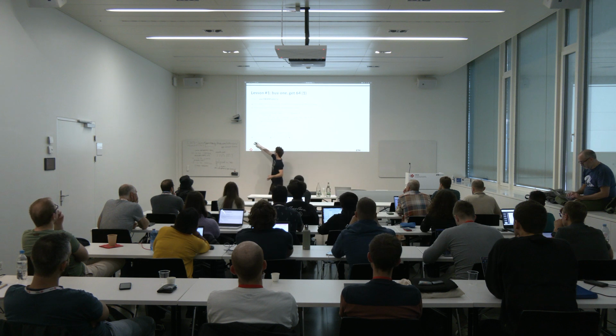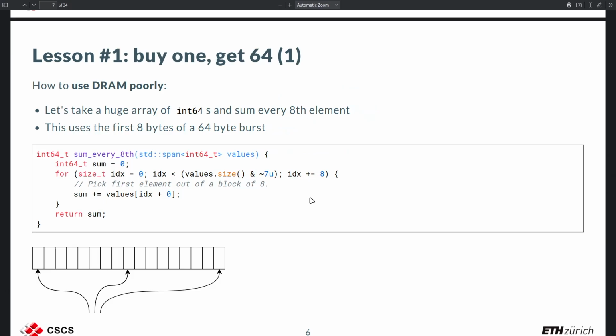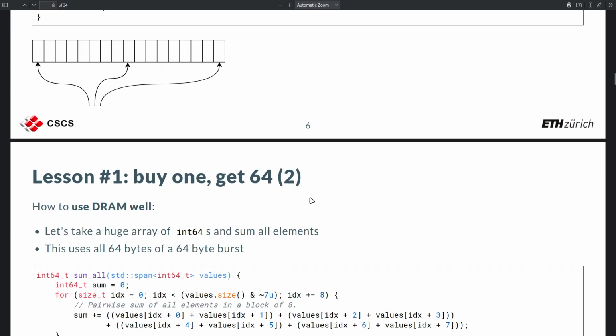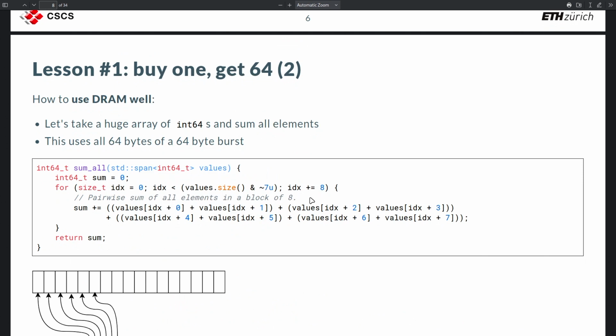So say you access this one, then the DRAM gives you a burst of 8 pieces, and then you get all these guys as well. But you just don't use them because that's not what you want to do. You want to sum every 8th of them. But on the other hand, you could just also sum up the whole array, right? If you have a massive array. And in this case, you basically process every single element and you try to add them up.